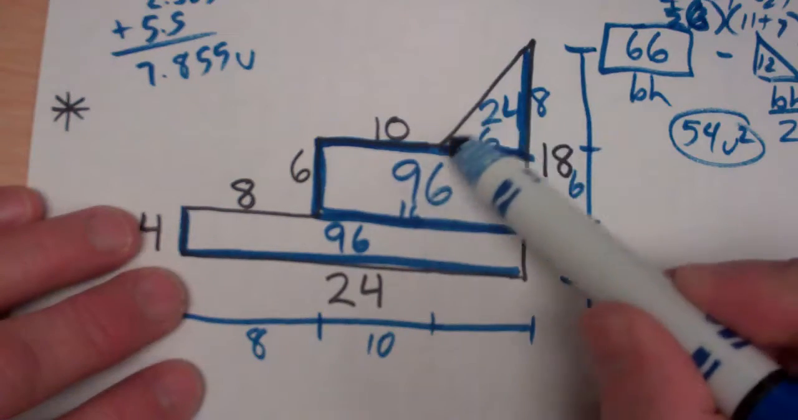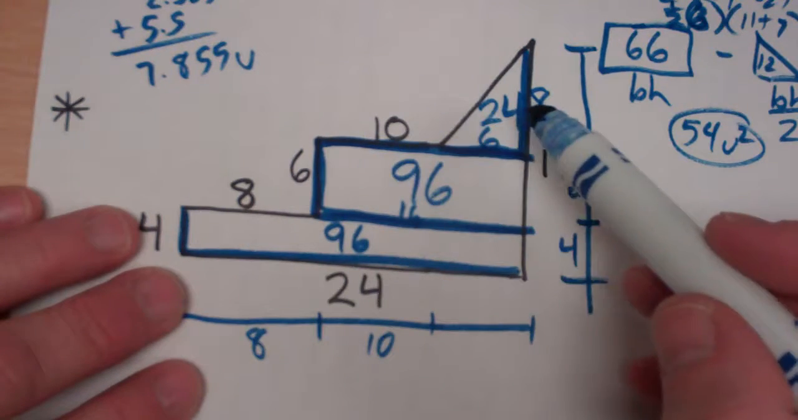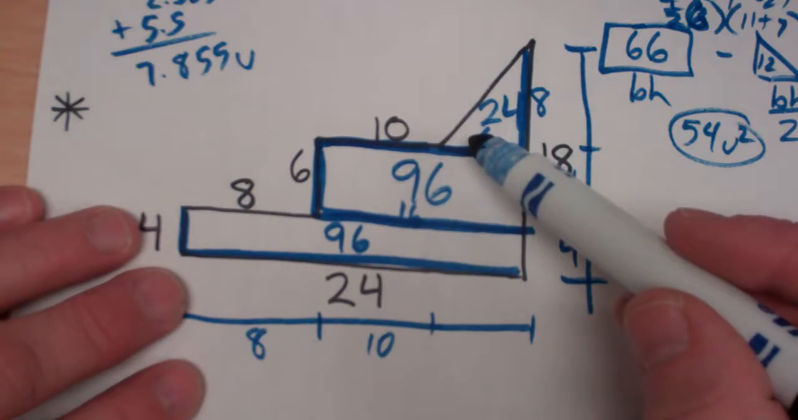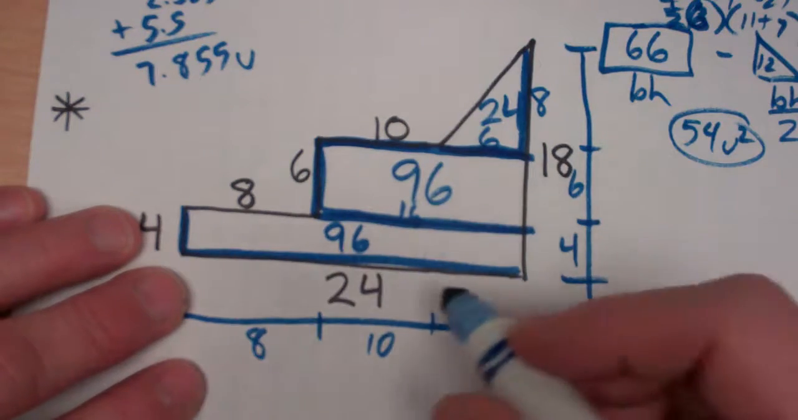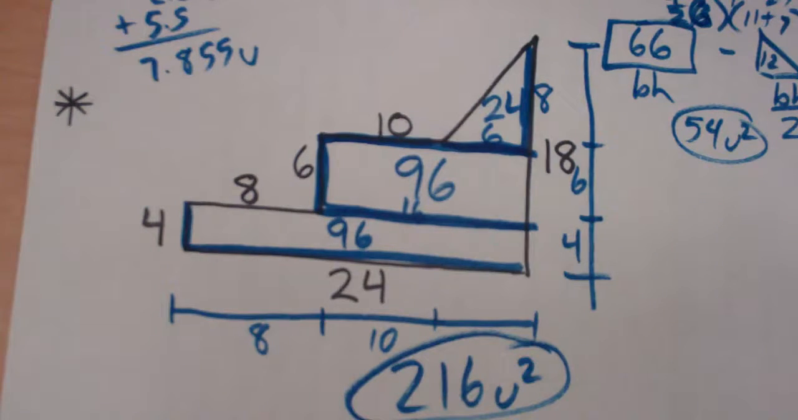So I'm going to do that. Man, I'm really struggling. 120 plus 96, which is 216 units squared. I probably ought to get a calculator since I'm struggling so much. 96 times 2 plus 24 is 216. So I got it right, even though I struggled a bit.